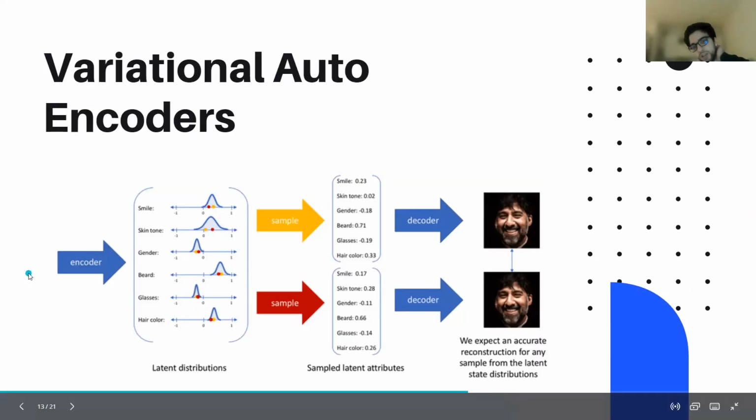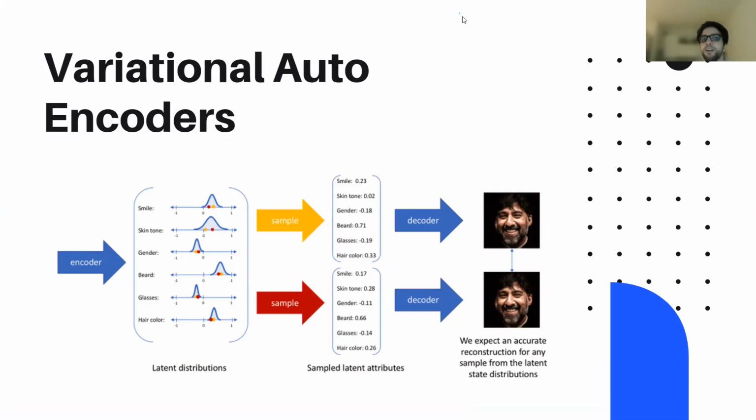As you can see here, the variational autoencoders do give some very good results, but they're still not the state of the art. The state of the art is GANs.